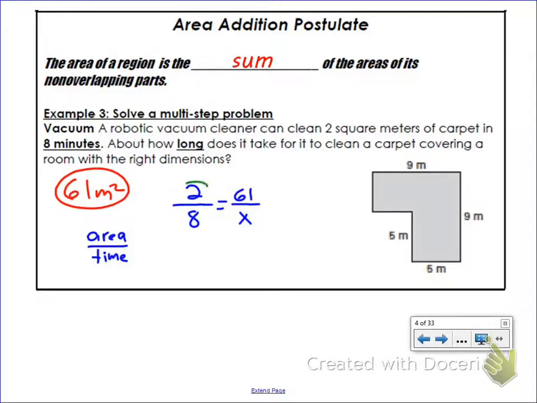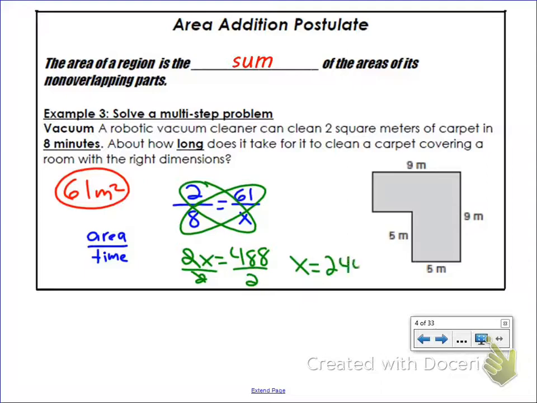We're going to cross multiply. So 2 times x gives me 2x. 8 times 61 is 488. We want to solve for x, so divide both sides by 2. 2 is going to cancel. And x is going to be equal to 244. And this is going to be minutes. So in order for this vacuum to clean this room, it's going to take 244 minutes. You can convert that to hours if you'd like, but it doesn't specifically ask me for a unit of time. So 244 minutes is a perfectly acceptable answer.